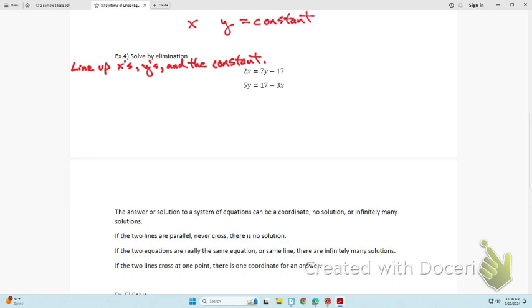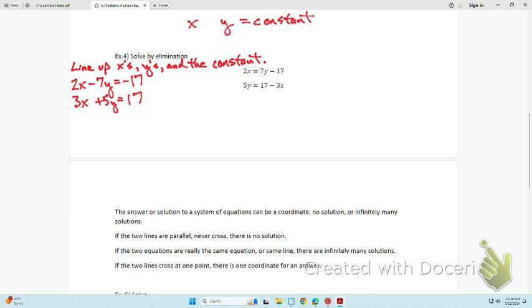So that means in equation 1, I need to get y on the left side. So I have 2x minus 7y equals negative 17. In the second equation, I need to get that negative 3x on the left side. So it flips its sign to positive 3x plus 5y equals 17. And then double check, you flipped the right signs and it all looks good. We're all lined up.